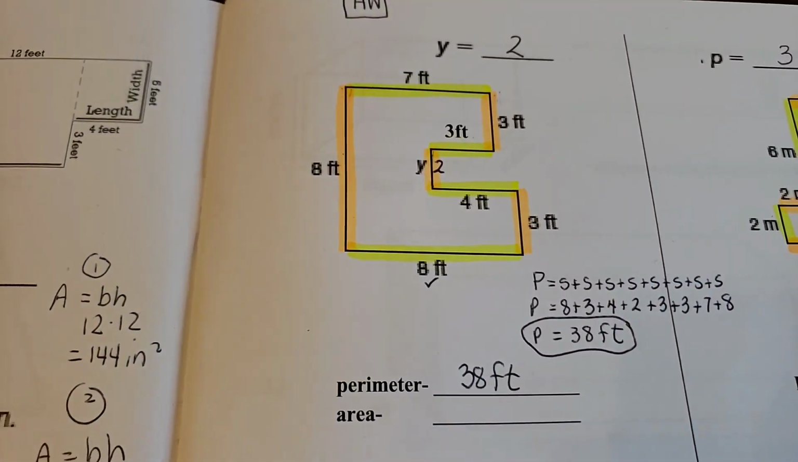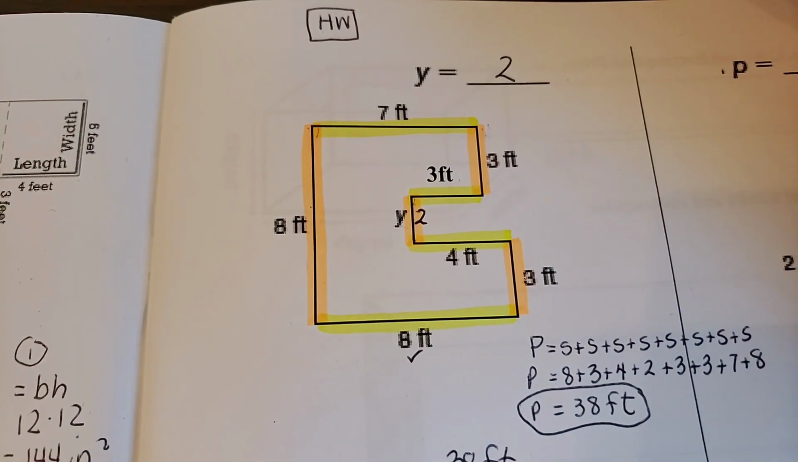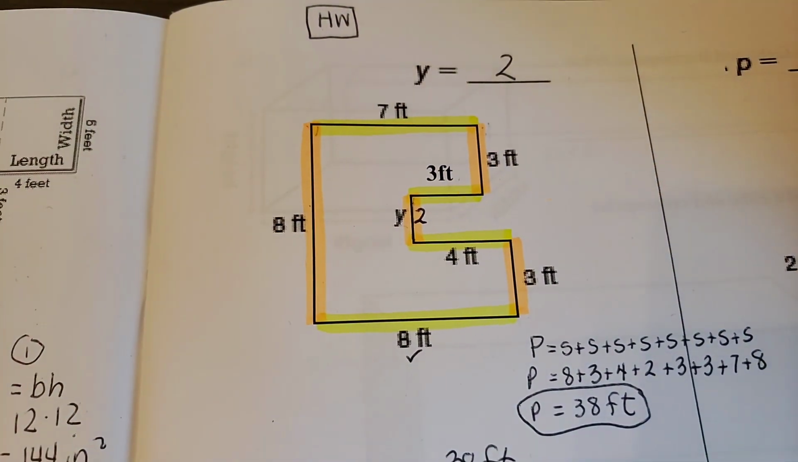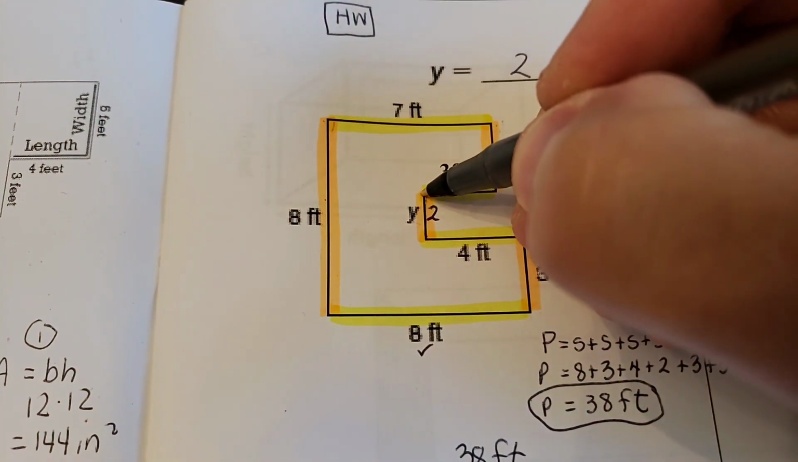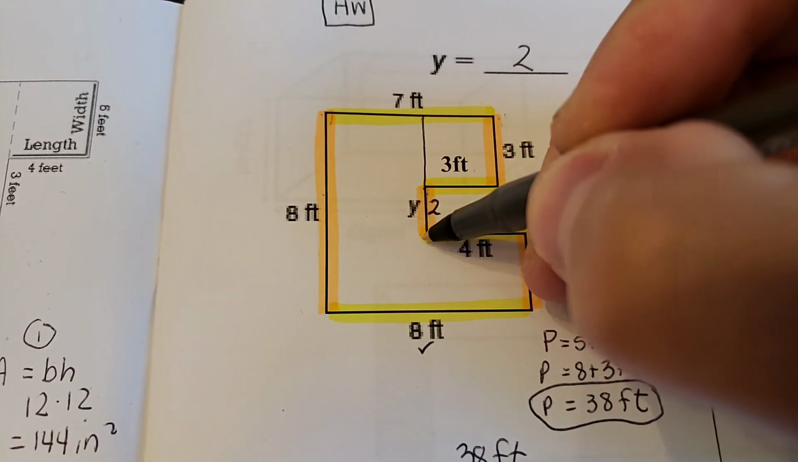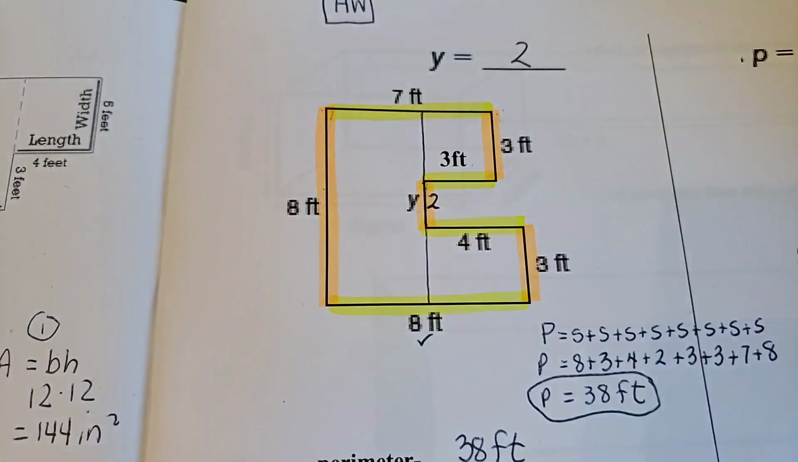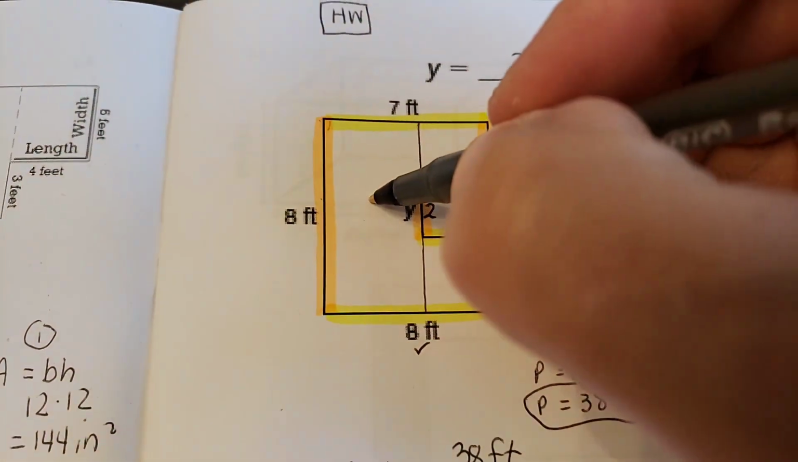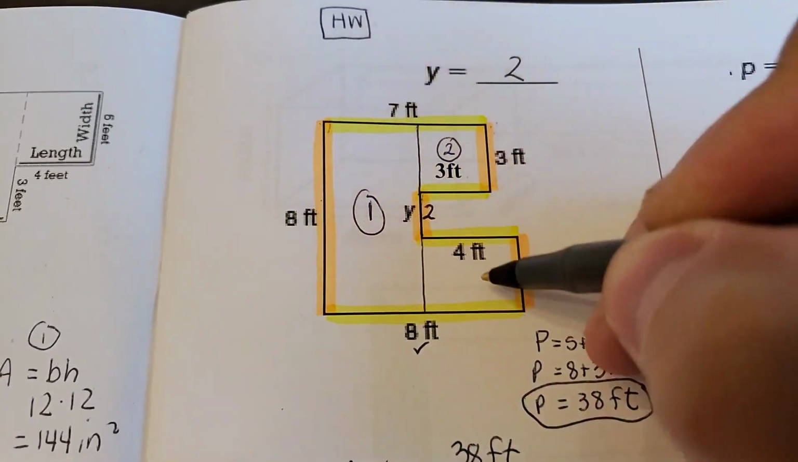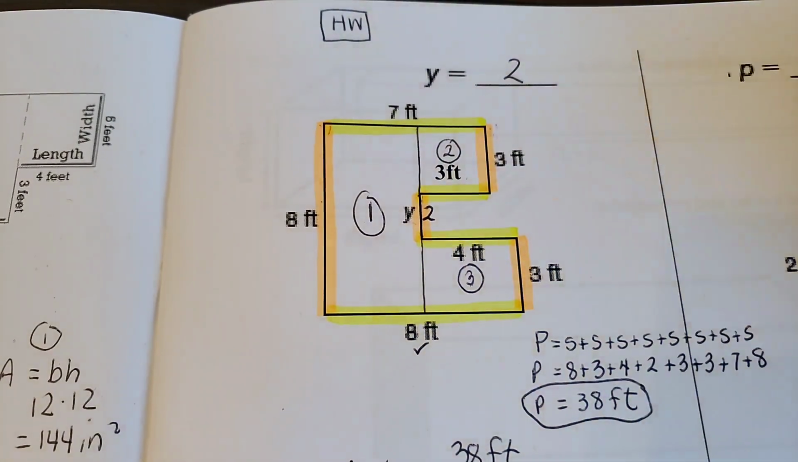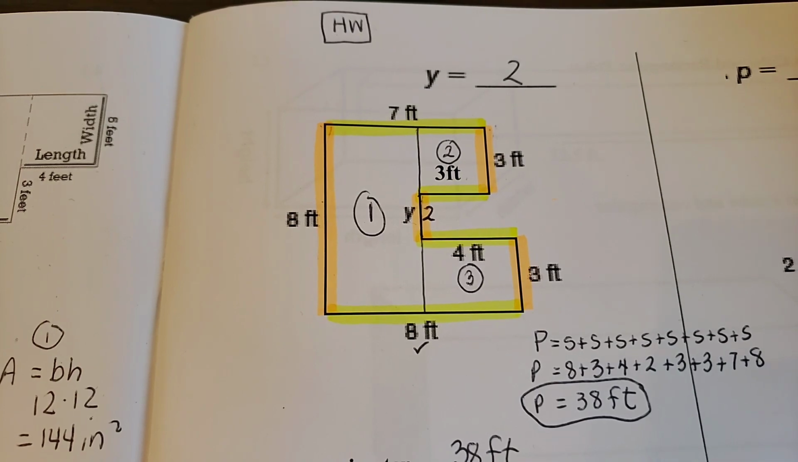All right, so let's talk about area. So there are no formulas for an irregular polygon. So we have to kind of break this up. So what I'm going to do is I'm going to cut it this way. So that I have shape 1, I have shape 2, and I have shape 3. And I'm going to find the area of all three of those.